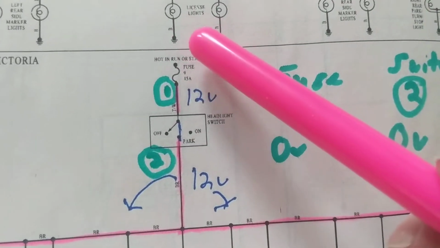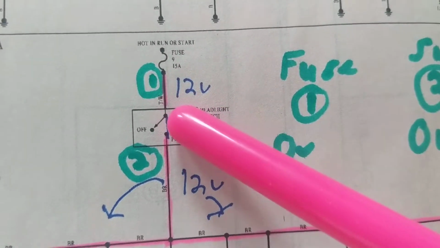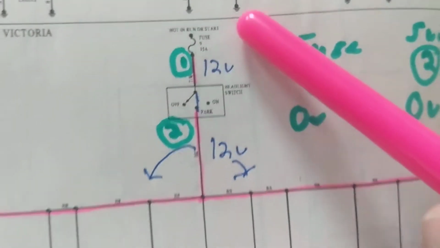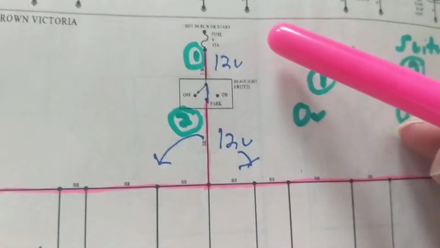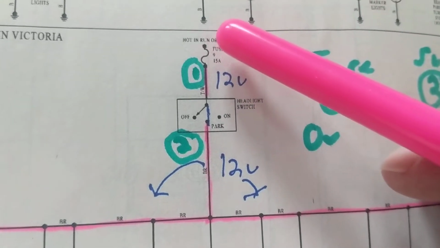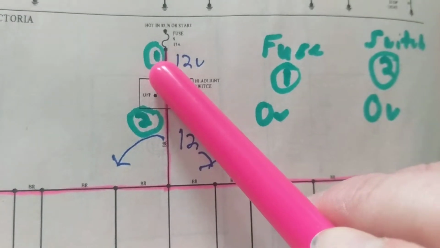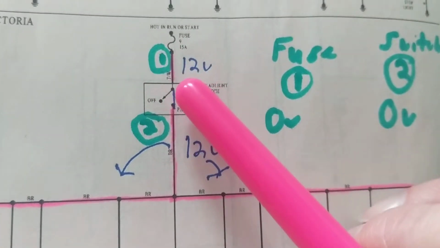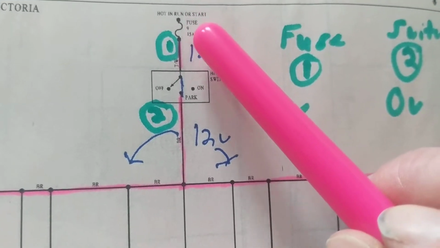So the 12 volts comes from this side, the 15 amp fuse. Again, 15 amps is about right for how much current you would be drawing with the lights on. So 12 volts over here, and like I said, designated point 1 over here would also be 12 volts if the fuse is intact.